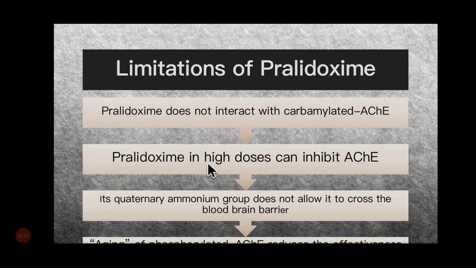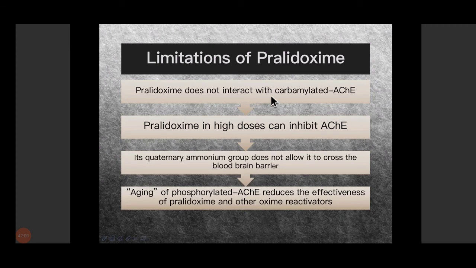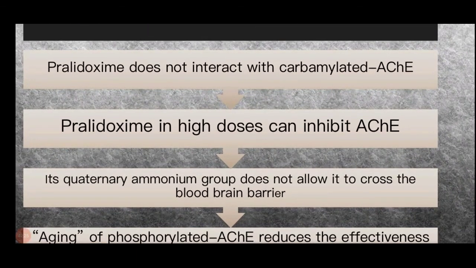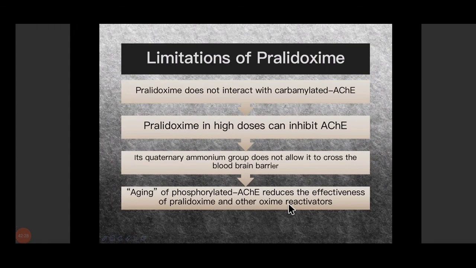Now, limitations of pralidoxime. Pralidoxime will not interact with the carbamylated acetylcholinesterases. Pralidoxime in high doses can inhibit acetylcholinesterase also. It is a quaternary ammonium compound and does not cross the blood-brain barrier. Aging of the phosphorylated acetylcholinesterase reduces the effectiveness of pralidoxime and oxime reactivators.